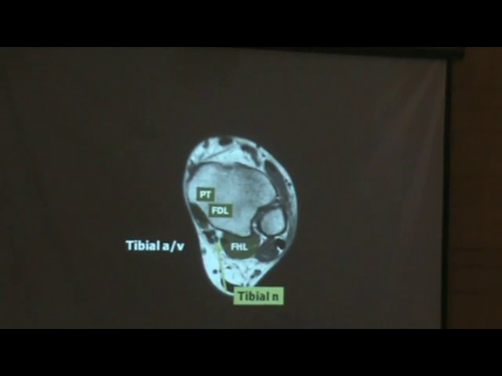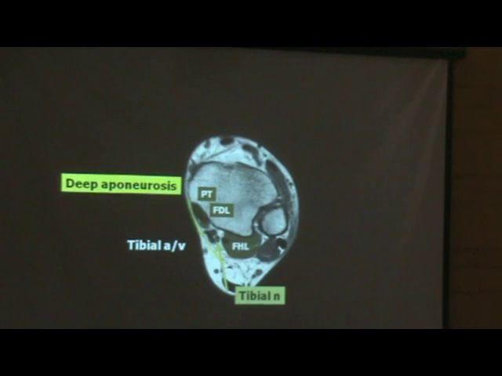At this stage, we are really at the proximal aspect of the ankle. We still have the deep aponeurosis covering all the structures, and this is an important anatomical landmark since we are in the superior aspect of the tarsal tunnel. And you're going to remember this anatomy when we talk about the tarsal tunnel syndrome.